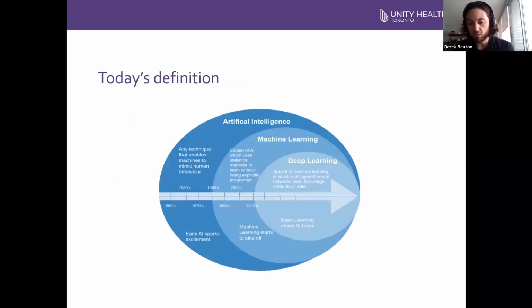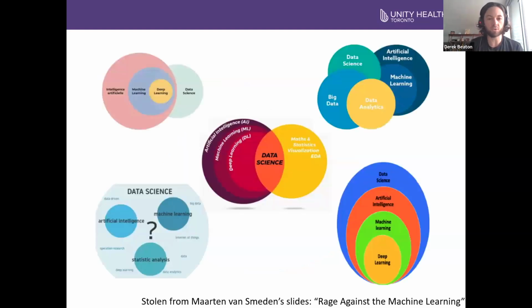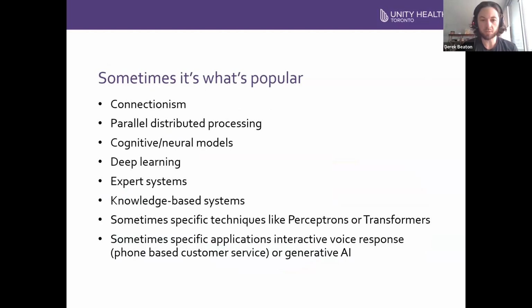But for today's definition, we can think of a Venn diagram kind of like this. We typically see these Venn diagrams floating around a lot, where there's this interrelationship between deep learning, machine learning, AI, and you might see a whole bunch of these around. I've stolen this slide from Martin Van Smeden's slide deck, Rage Against the Machine Learning, because it does help illustrate that a lot of these terms, fields, domains are a lot of the same things, or based on a lot of the same things. And it's all about making this practical. Sometimes when we think about the definitions of AI, it is driven by what's popular.